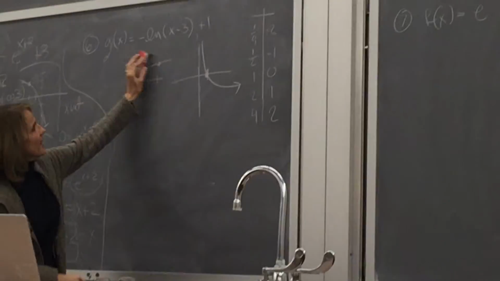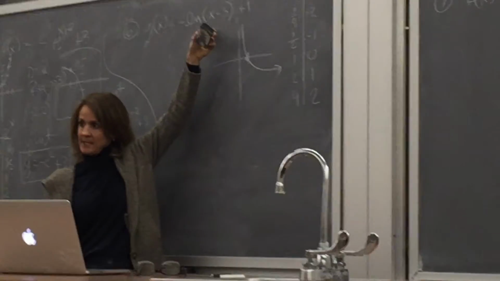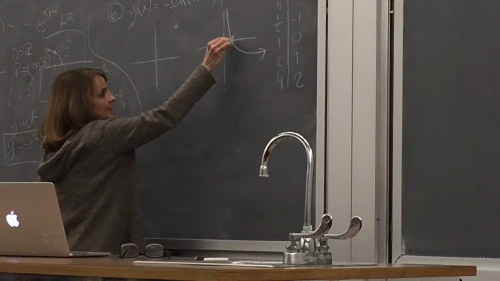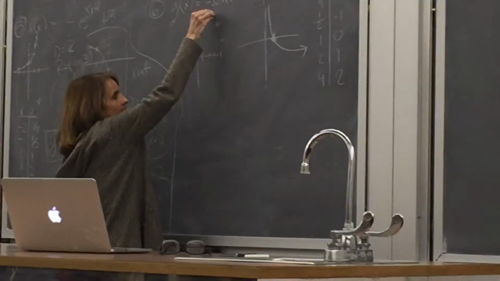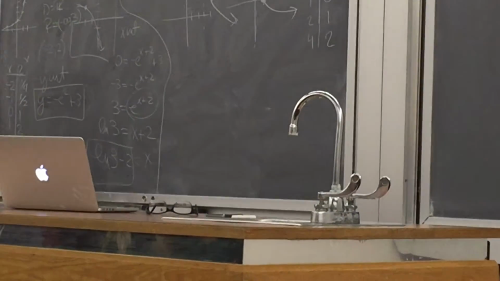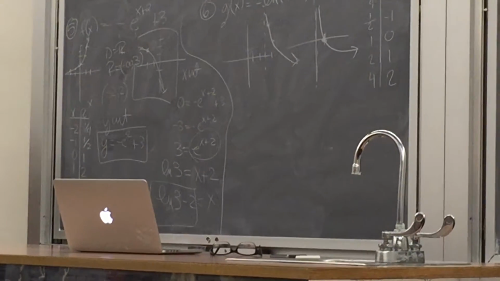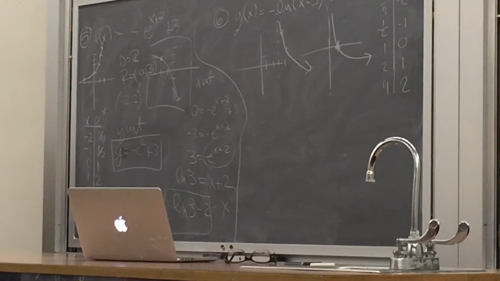Okay, so if I take that graph and shift it around, it's going to go 3 units right and 1 unit up. So I'm going to take this point and go 3 units right, 1 unit up, and my asymptote too. Okay, and it's going to look like that. Same picture, point and asymptote, 3 units right, 1 unit up. Okay, questions on the picture?